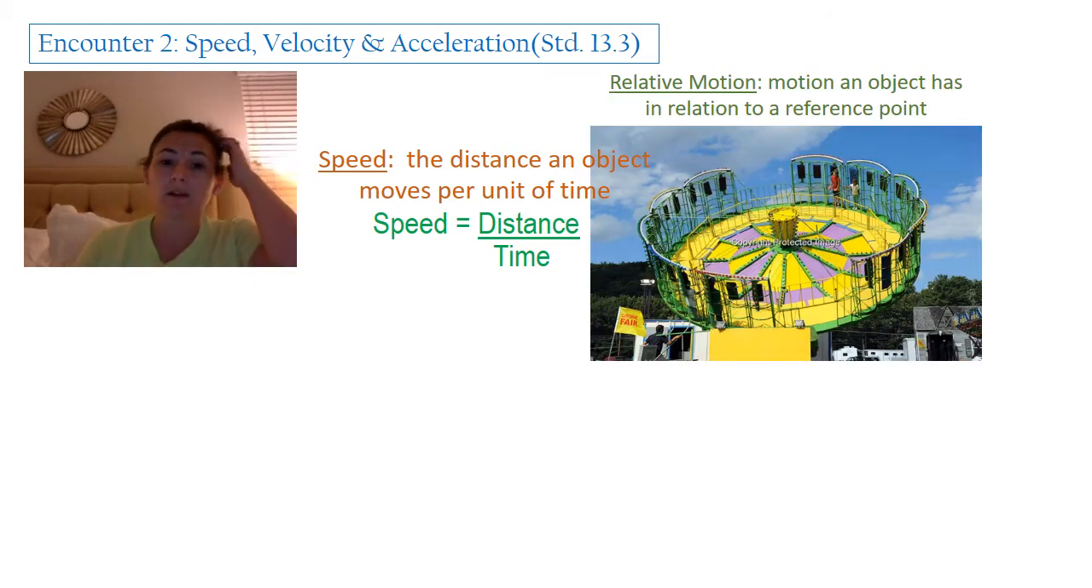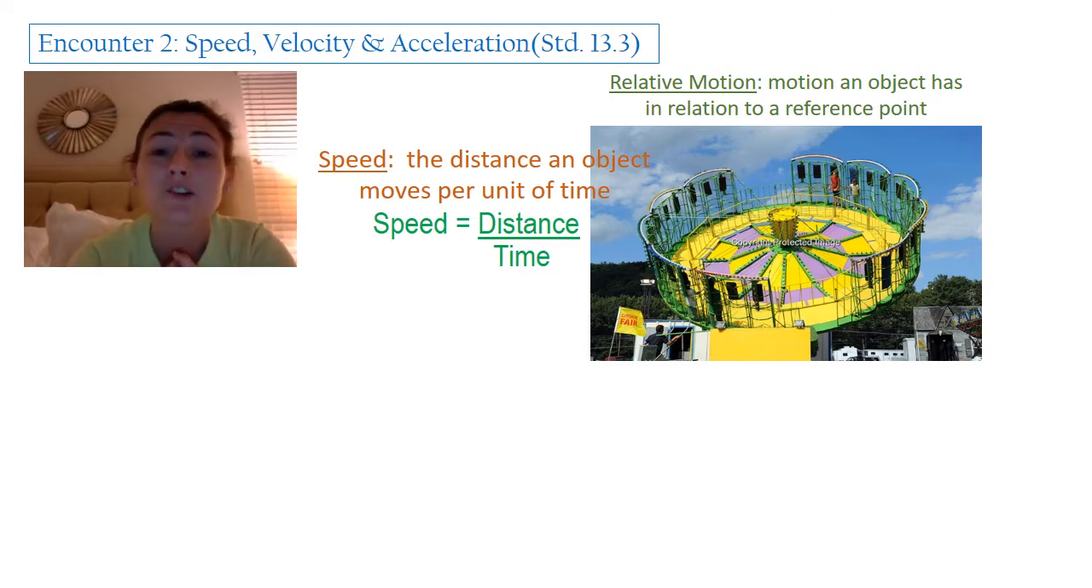So let's talk about motion first. Relative motion can be probably one of the most difficult concepts I've seen for some reason for the 6th graders. So I don't know if any of you have ever been on that ride at the fair. But what relative motion is, it's the motion an object has in relation to a reference point. So let's take a look at that picture really quick.